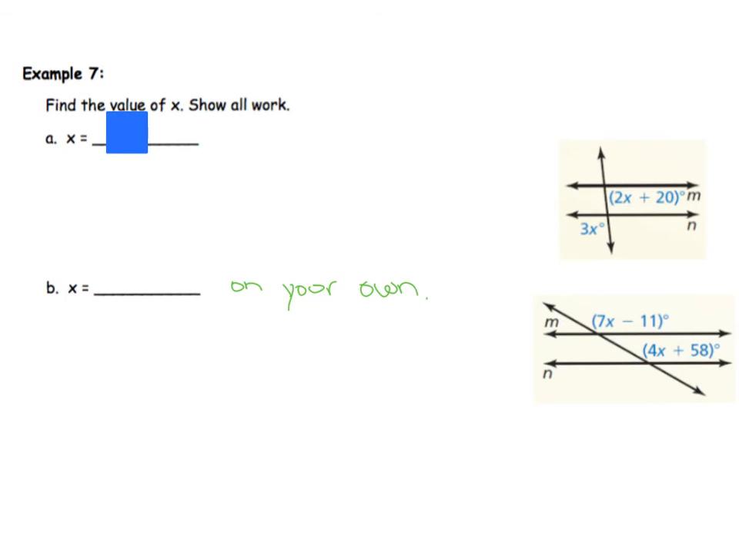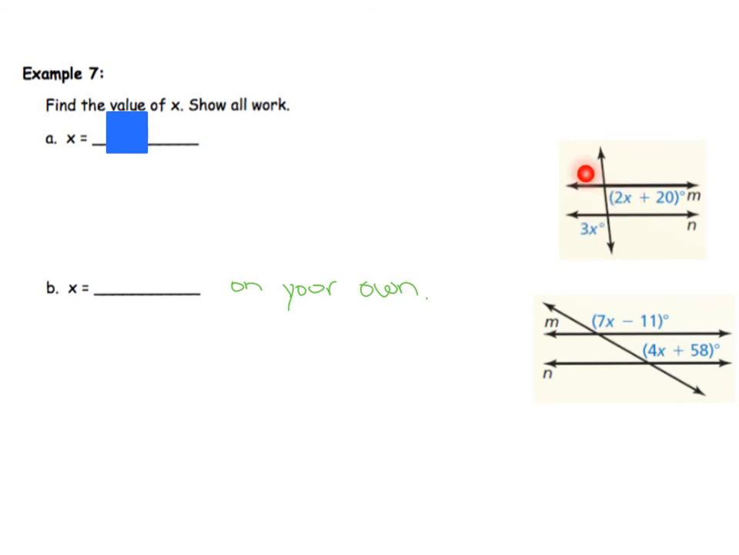All right, so here we're going to find the value of x, and we're going to show all our work. So given this information right here, we are going to use it to help us figure out what x is. Now, we've got to figure out what we have. So this is 3x, and then this one here is 2x plus 20.